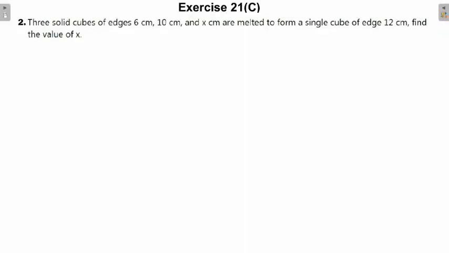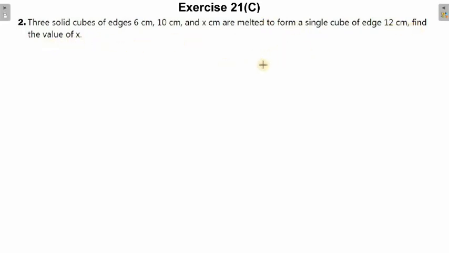Welcome back, dear students. Today we'll start a new exercise, exercise 21C, and I am starting with question number 2. Here the question says, 3 solid cubes of edges 6 cm, 10 cm and x cm are melted to form a single cube of edge 12 cm. Find the value of x.